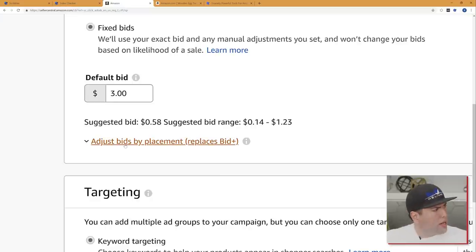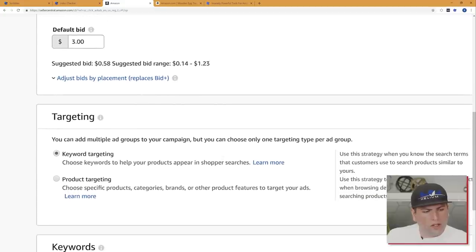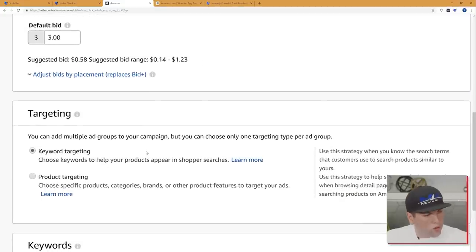What about adjust bids by placement? Do we need to do anything? Yeah, we're not going to do anything with that right now. Now it looks like the next category here is targeting. And I'm assuming that we're going to want to stick with keyword targeting for this campaign, right? That's what we've been living in is keywords.